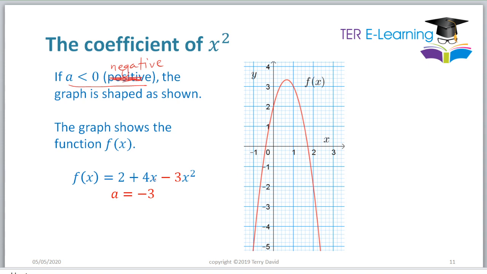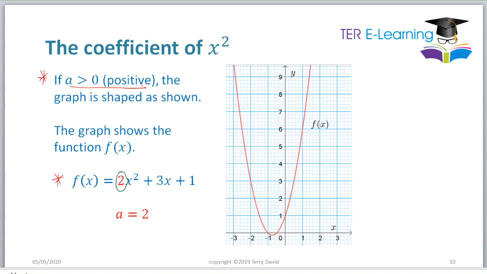So for this particular graph, this function was 2 plus 4x minus 3x squared, in which case my coefficient of x squared was minus 3, right? Because it's minus 3, that means it's negative. So the graph is going to look like what I have here, right? So depending on if a is positive or negative, the graph is going to look different, right? Now let me go back to this first graph here.